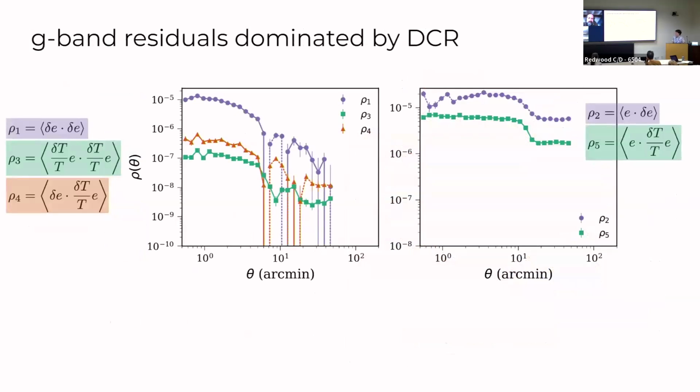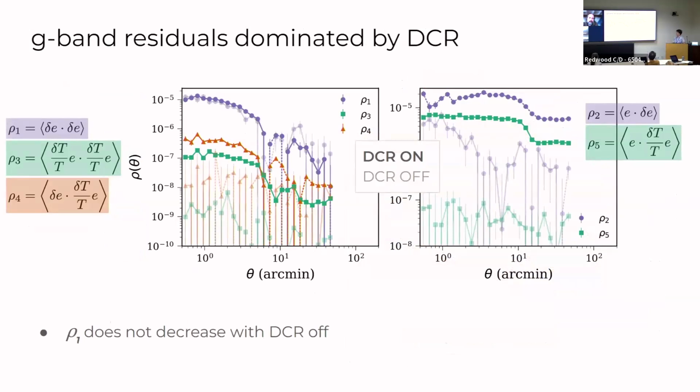So we can quantify how much this DCR effect is impacting our residuals currently by just turning DCR off in the simulations and running our pipeline again. And that's what is shown in the faint points. You can see that for most of the correlations, turning off DCR decreased the amplitude of the rho statistics by one to multiple orders of magnitude, except for rho 1 over here, which has barely changed. So DCR is dominating most of the residuals, but there's still something funny going on with rho 1.